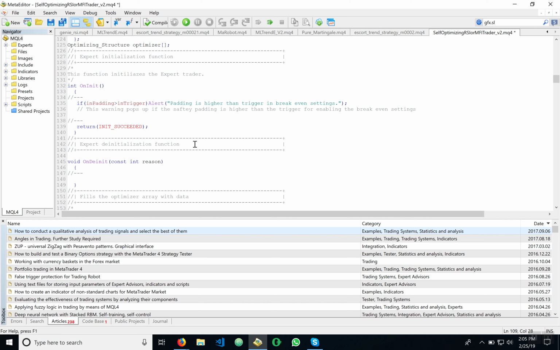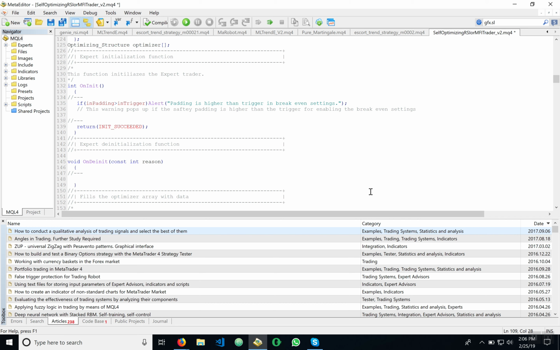This first one is the initialization function, and what this does is that it unloads into the expert trader, the MetaTrader, it initializes the trader and loads all relevant values into memory. This warning alerts you that if the safety padding is higher than the trigger, then it will enable the break-even settings.